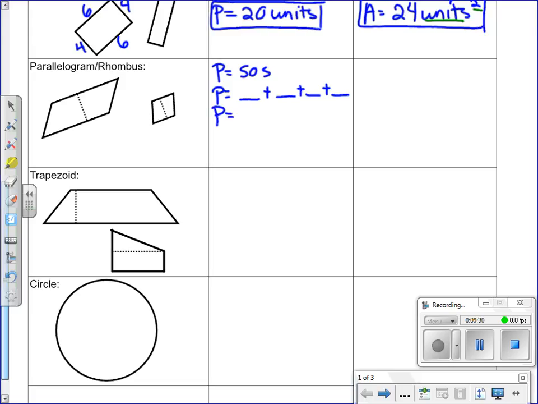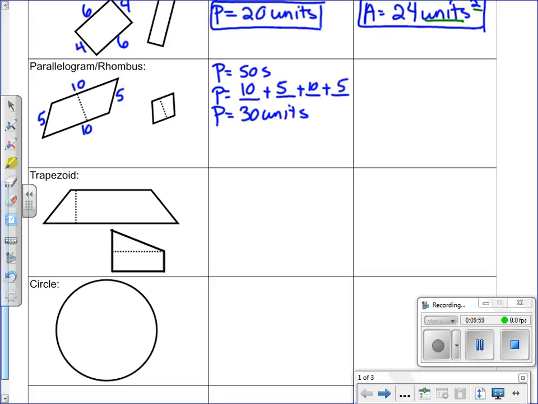So let's go ahead and pick some measurements here. Let's call this 10, and let's call this 5. We'll just make it easy numbers. Now again, in a parallelogram, opposite sides are congruent, meaning they are the same. So if I'm only given 2 of the sides, I can figure out the other 2 sides still. So I have 10 and 5 and 10 and 5. That's 15 and 15, which gives me 30 units.